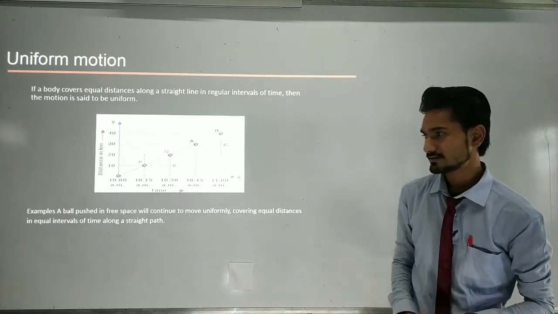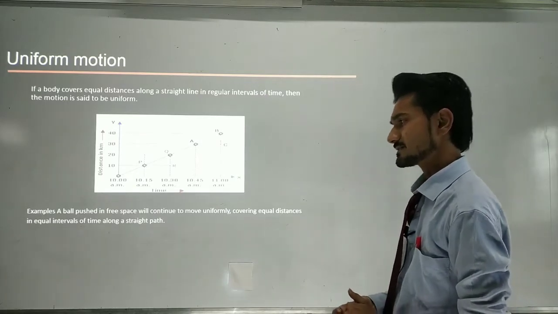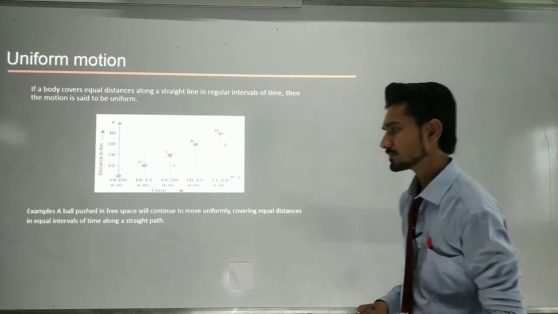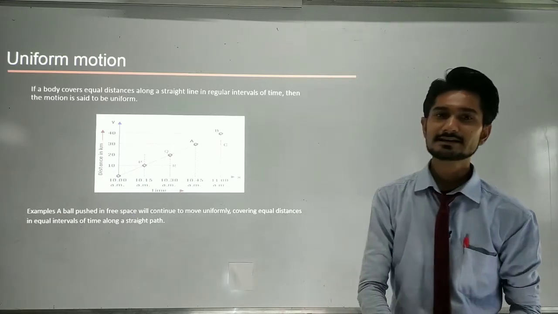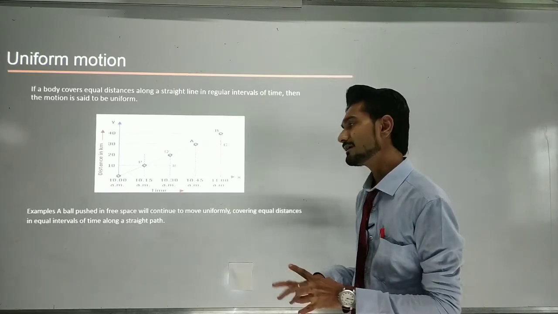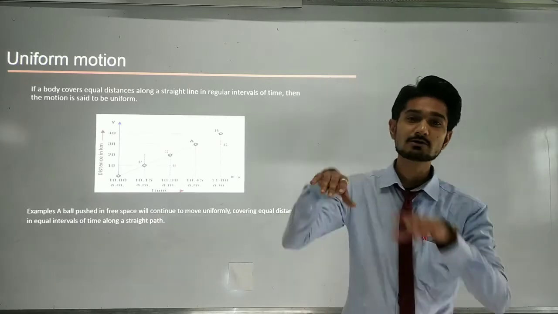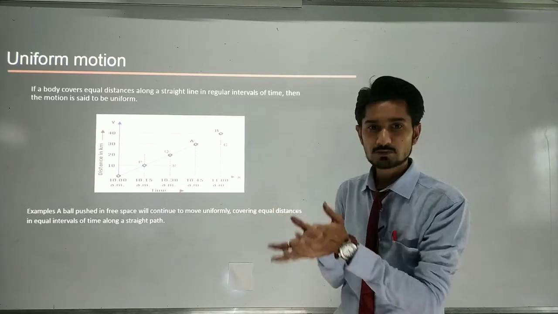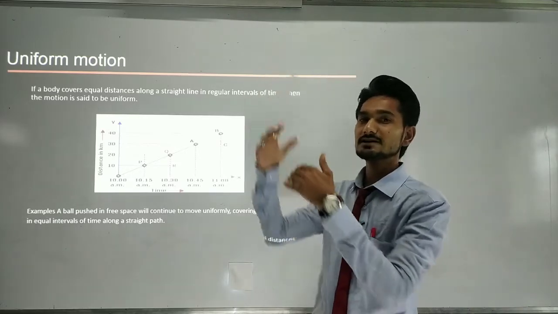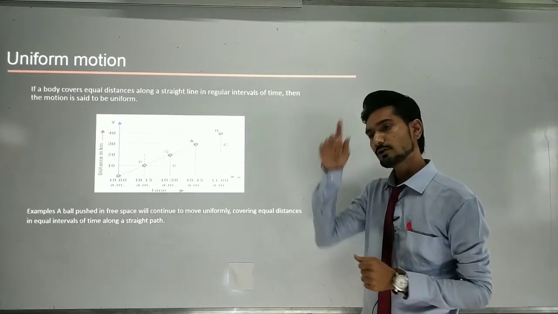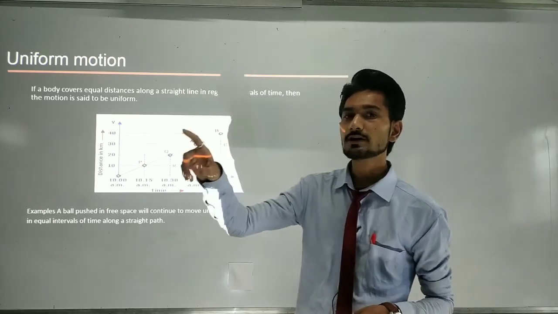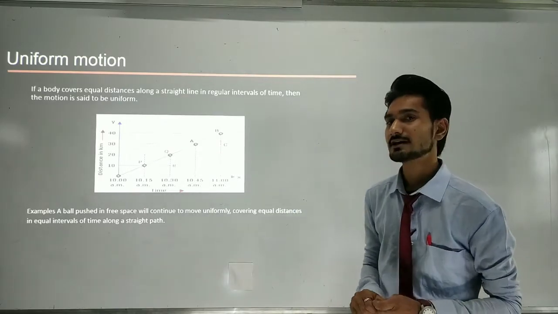Examples are given here. If a ball pushed in free space continues to move uniformly, it covers equal distances in equal intervals of time along a straight path. This explains what happens to the ball if we throw it into space, meaning out of the atmosphere of the earth. Whenever we cross the layer of the atmosphere of the earth, we get space. So when we push or throw the ball into this space, what happens to it?